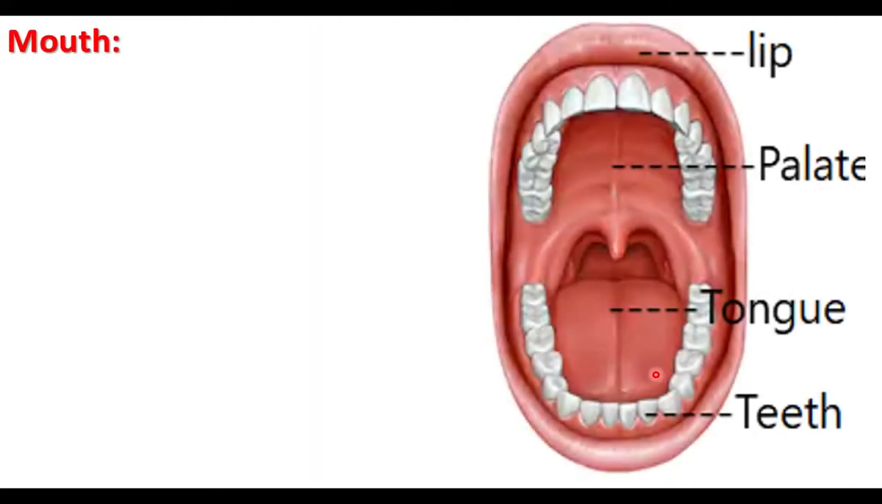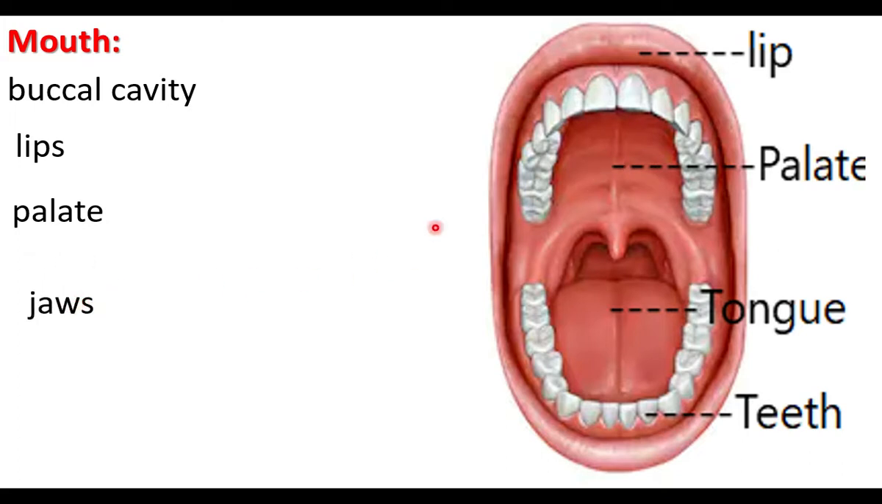What is the mouth? It's our opening. The mouth leads to the mouth cavity. The mouth is bounded by lips, upper lip and lower lip. The mouth opens into the mouth cavity. The mouth is covered with lips, and the top of the mouth has the palate. The palate separates the mouth cavity from the nasal cavity.